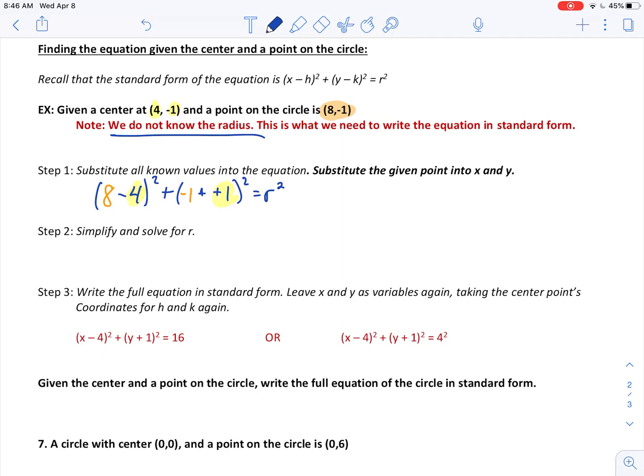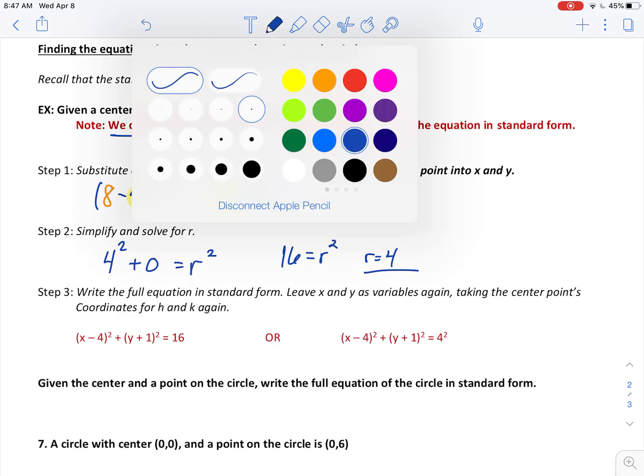So I'm going to make that orange. So x was 8, y was -1. Okay. And this makes it, these two negatives turn into a positive. So all we're going to do here is simplify. So 8 minus 4 is 4 squared. -1 plus 1 is 0, equals r squared. So 16 equals r squared, or r equals 4.